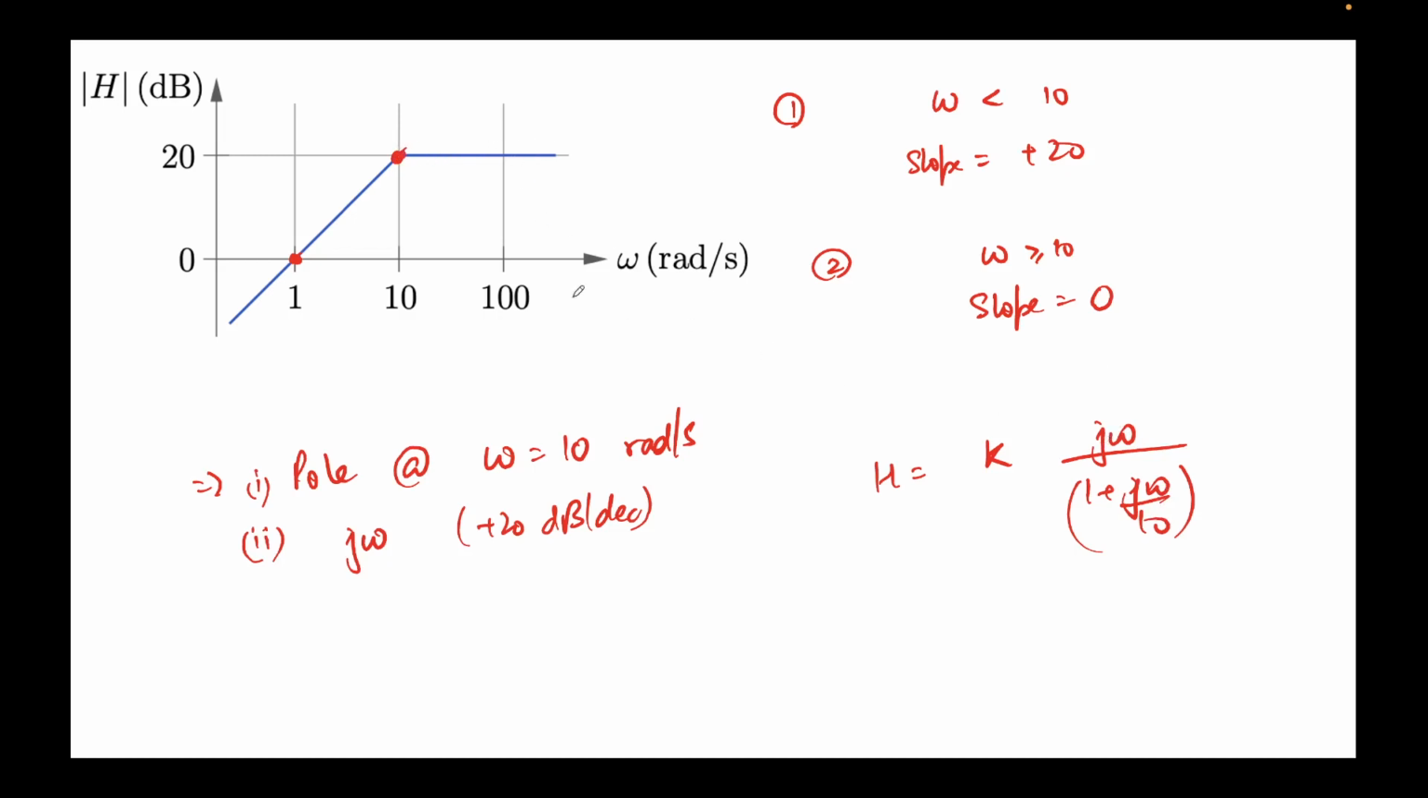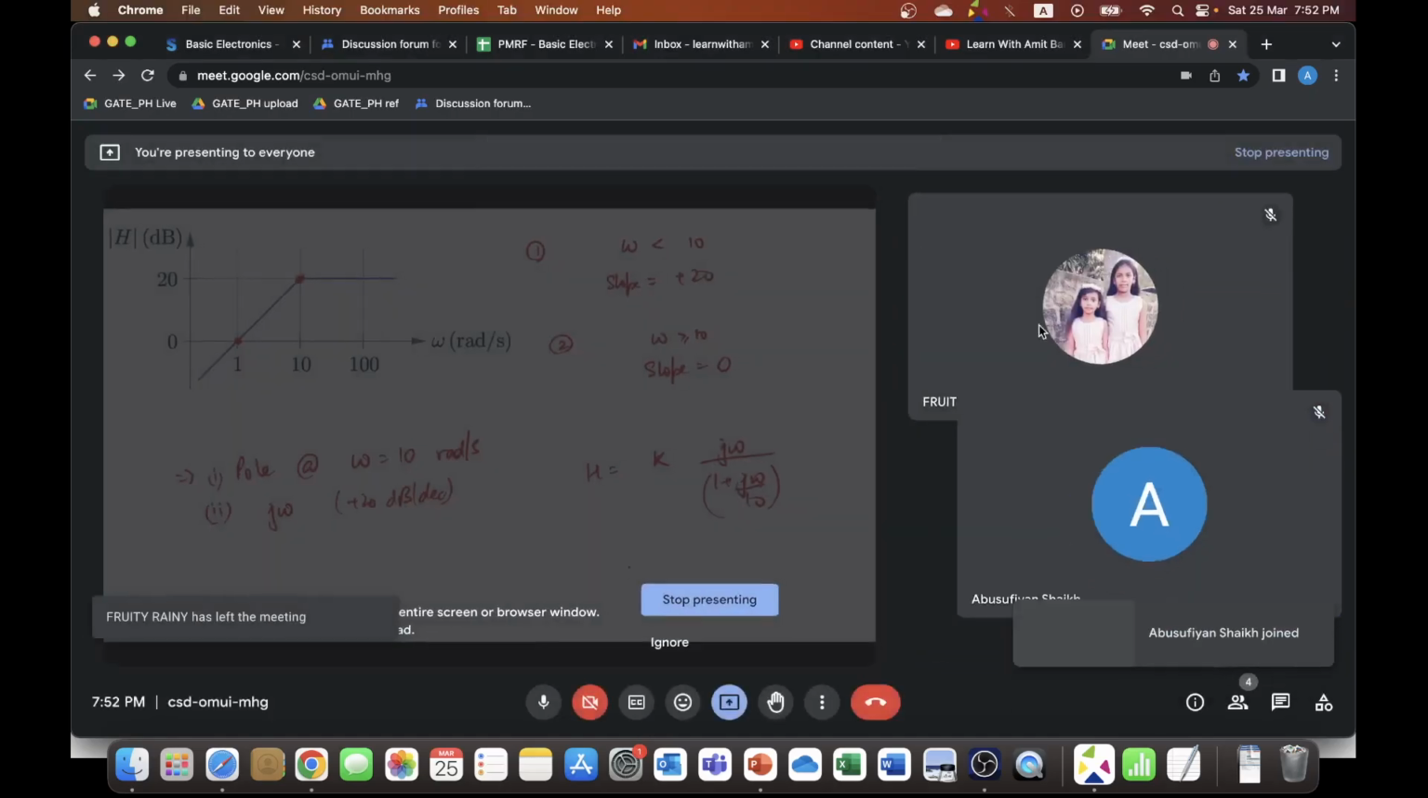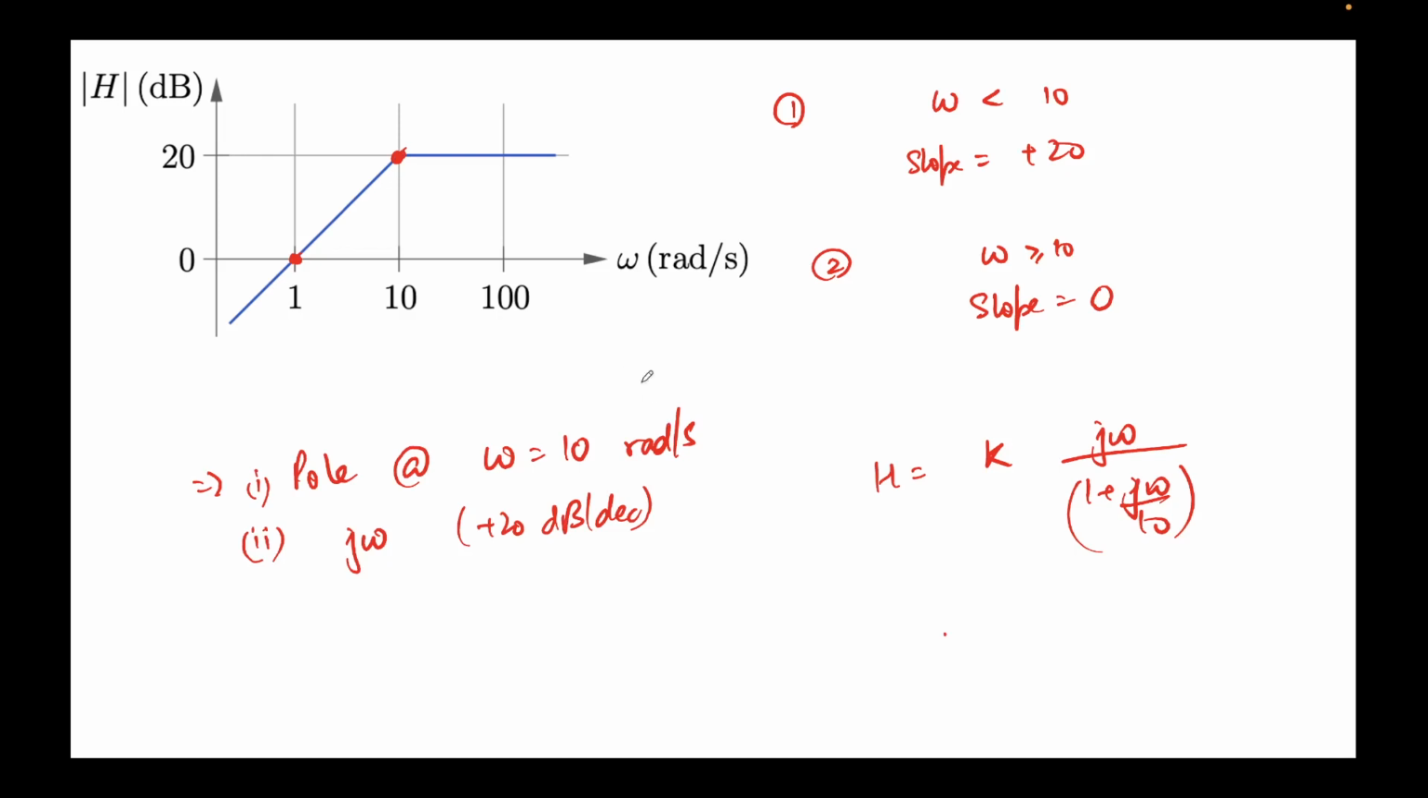Now we need to find the value of k. How do you find the value of k? I'll take some omega greater than 10. So this is the form that we have obtained, but we also need to obtain the value of k.